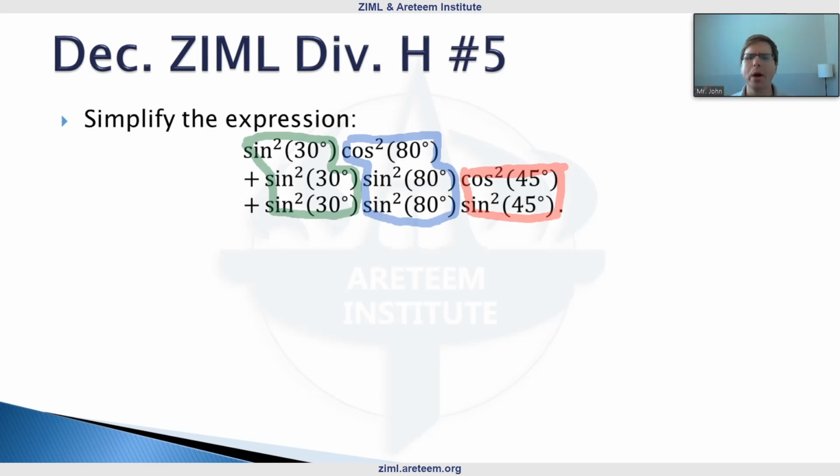Now, let's do a quick review of these 45-degree angles to start. So you could calculate these. Cosine of 45 degrees is square root 2 over 2. So cosine squared of 45 degrees, if we wanted to actually calculate this out, is equal to square root 2 over 2 squared, which is 1/2. Similarly, sine of 45 is exactly the same.